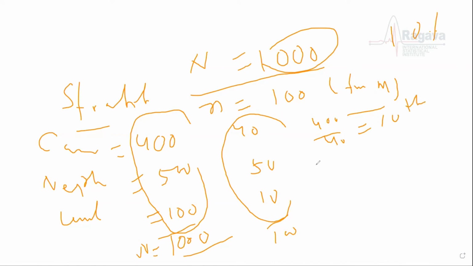Similarly, we can do this for nephrology, that is 500 by 50. How much is 500 by 50? 10. So choose every 10th. And what about urology? 100 by 10, which is equal to 10. So choose every 10th. This is what we need to do in systematic random sampling. This is more powerful than simple random sampling.